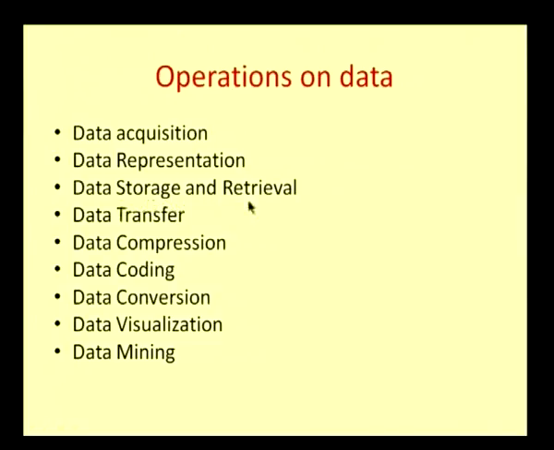Then data storage and retrieval. Whatever type of data you have, you are going to store it in the computer memory and retrieve it, then transfer the data from one place to another. You compress the data whenever the data is too enormous to be transmitted. You do coding to hide the actual information; you encrypt or decrypt it. You also convert one data format into another format so that you are able to read it on that computer. See, data available in Word may not be readable on a Unix system.